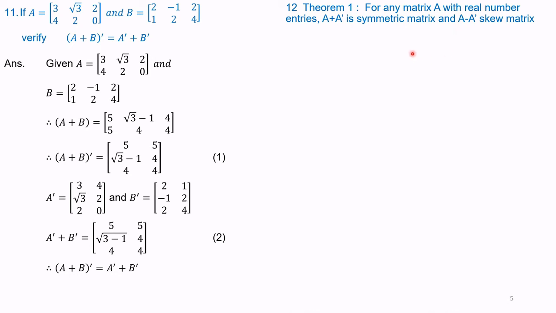Let us do it. First step is to find the matrix A and its transpose. So let B be equal to A plus A dash.